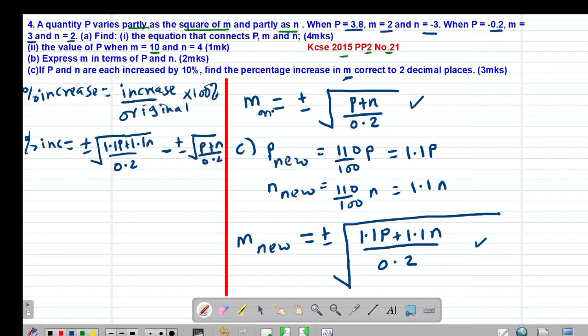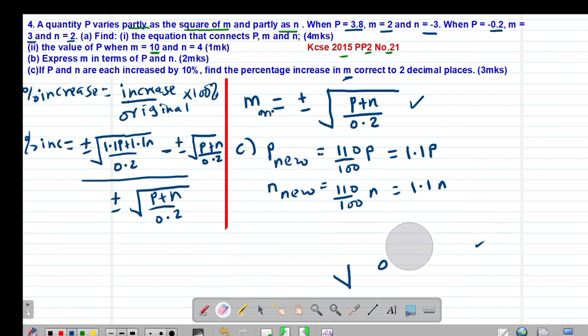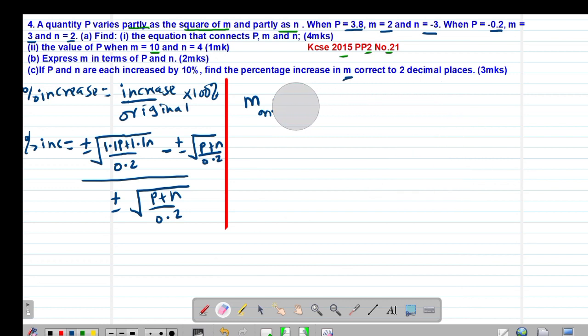Then I'm going to divide with the original value, which is again plus or minus the root of p plus n, then divided by 0.2. Then if I want to get it as a percentage, I'll multiply with 100%. So I'm going to multiply this equation by 100%. So this will give us the following.